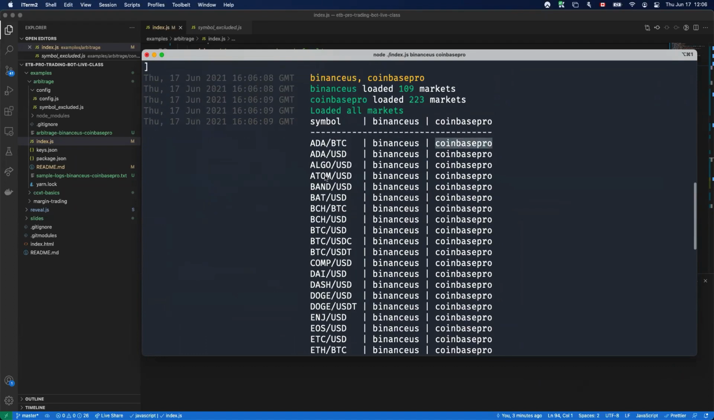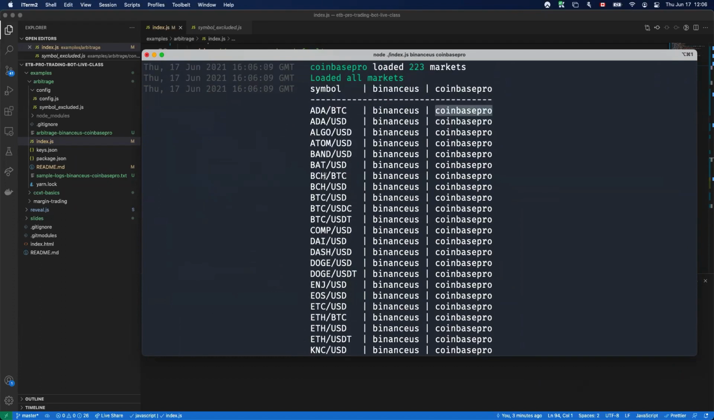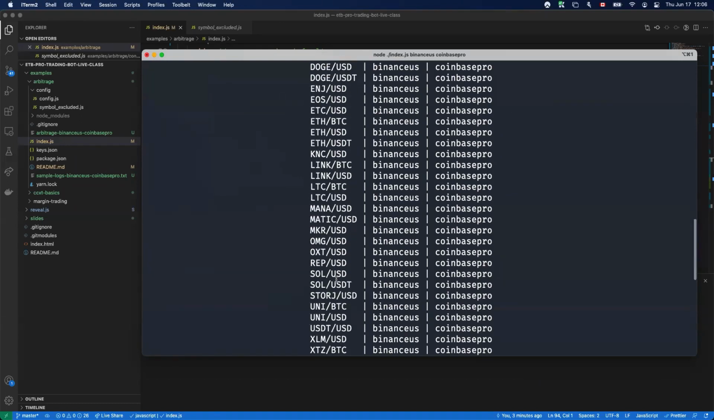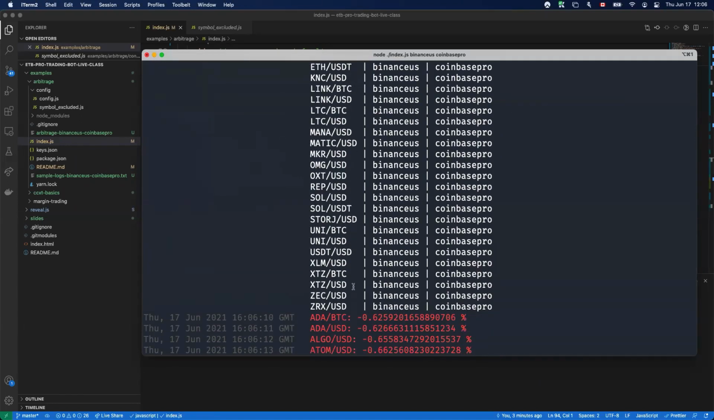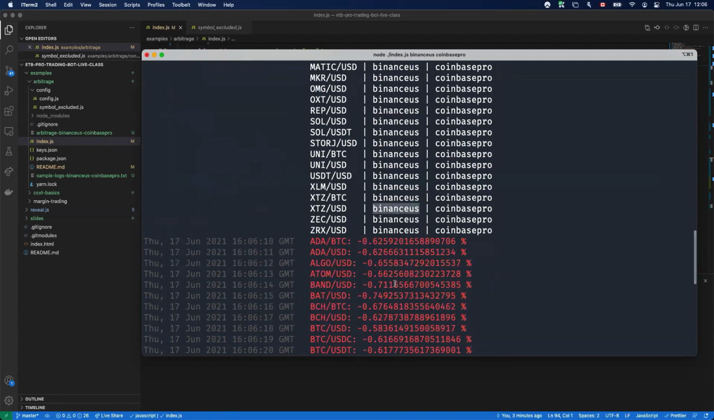So you can see that these are the list of assets which are possible to get arbitrage on Binance and Coinbase Pro. If there is none, then there is no point of buying and selling. So this is the list that you're going to get. Now, for example, if XTZ to USD wasn't listed on Binance, then you would get a blank space here, which we'll take a look at when we look into the code.